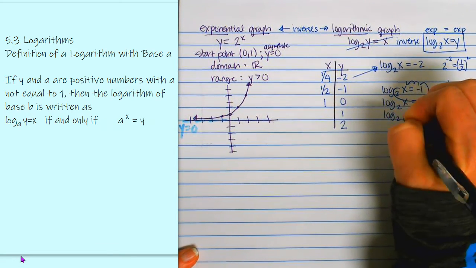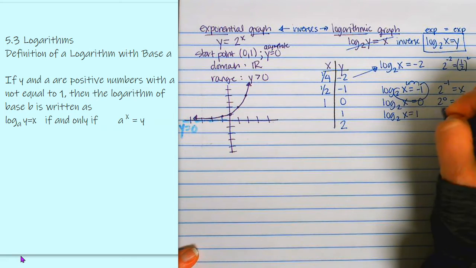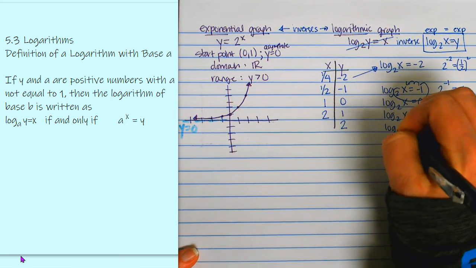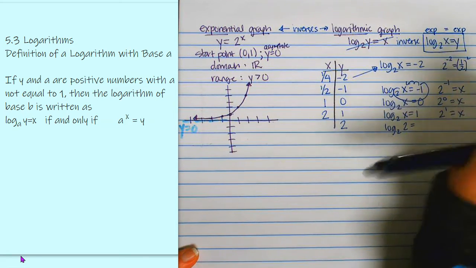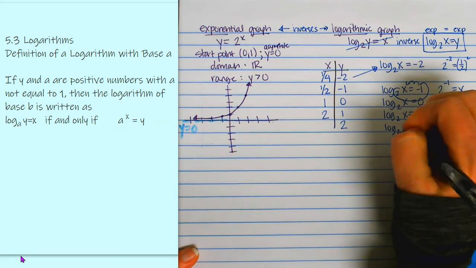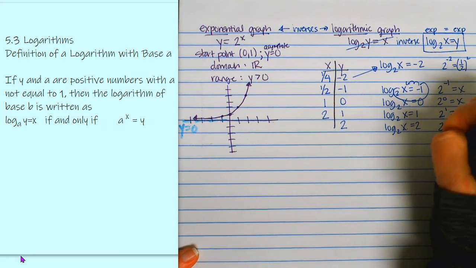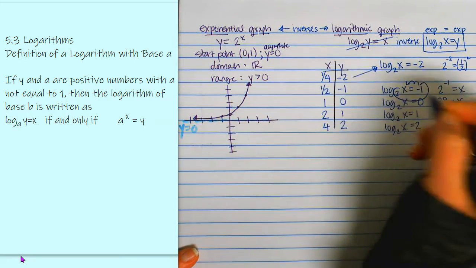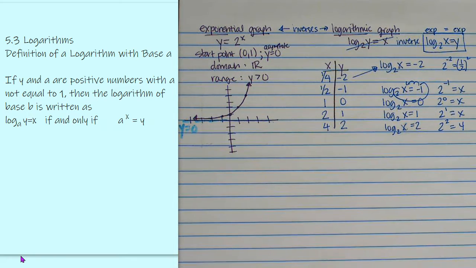Log base 2 of x equals 1. That means 2 to the 1 equals x, which is 2. And now we have log base 2 of x equals 2, I did that backwards, sorry. Log base 2 of x equals 2 is 2 squared equals 4. That goes here. Now, does that make sense to you?